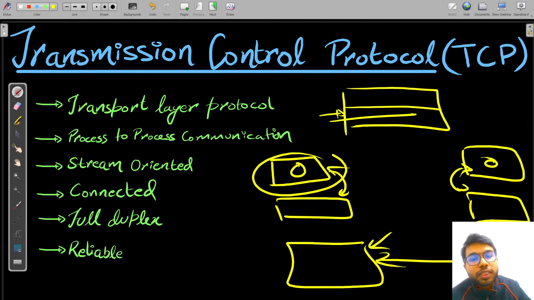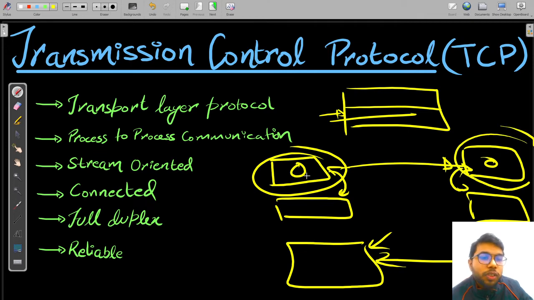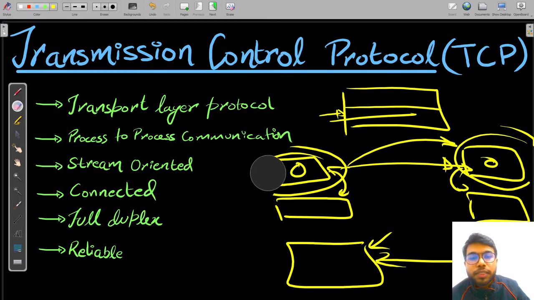So information sent by this process will only reach the certain process that it is trying to send information to, right? So for example, if WhatsApp is trying to send some information to this guy's WhatsApp, it will only reach his WhatsApp. It won't reach Facebook Messenger or Instagram message. It would only reach WhatsApp. So that is what process to process communication means.